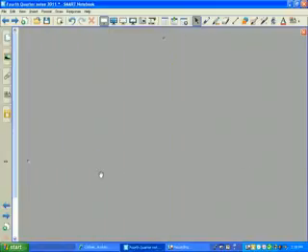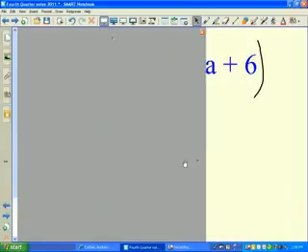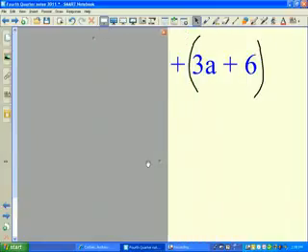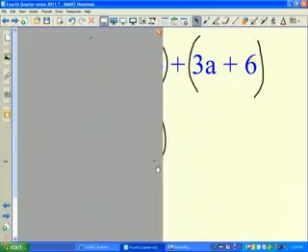Once we do that side, now we need to do the other side. So there's a plus sign, so I want to bring that down.